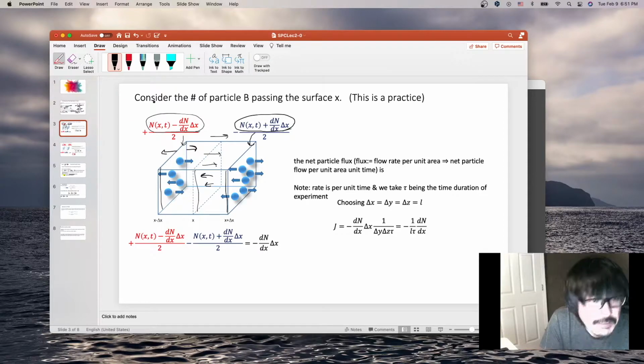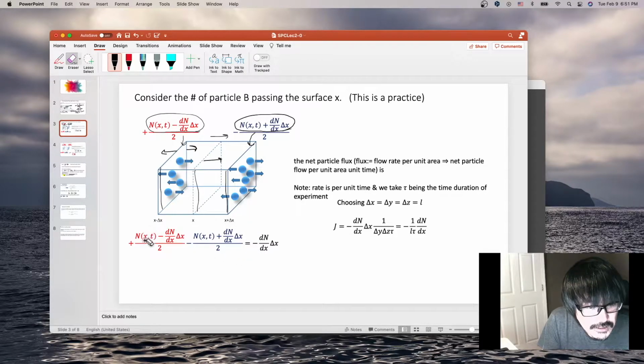That's going to give us a net flux. Net flux really means that I have two things going in opposite directions. That means that I'm going to take one, then take 2 out of it, and then you have only 1 left. That's a net flux right here.